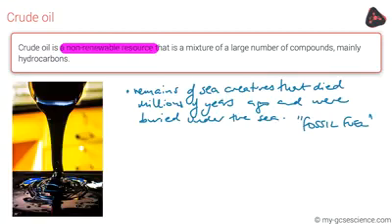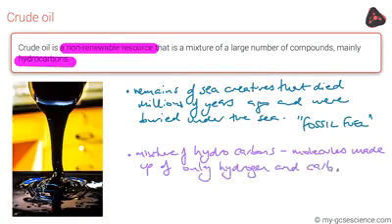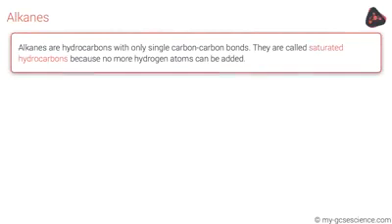Rather than just being one substance, crude oil is actually a mixture of a really large number of compounds, mainly hydrocarbons. Hydrocarbons are really important compounds, and they're made up of only hydrogen and carbon. The majority of the hydrocarbons found in crude oil are called alkanes. And these are particular kinds of hydrocarbons where all of the carbon-carbon bonds are single covalent bonds. For this reason, they call them saturated hydrocarbons. Saturated because no more hydrogen atoms can be added.